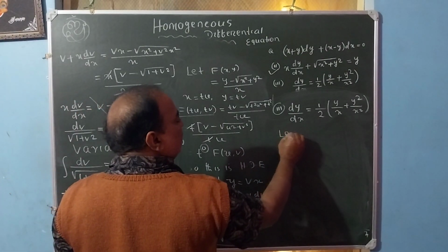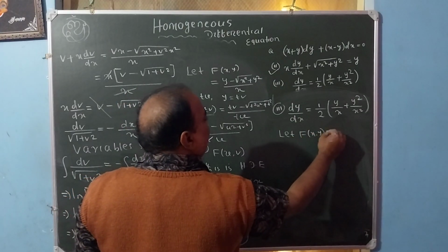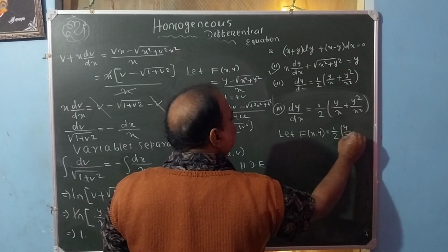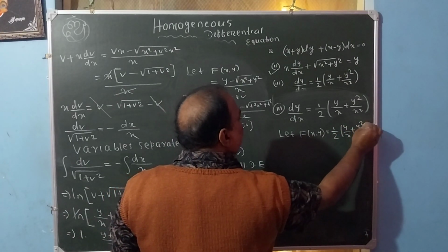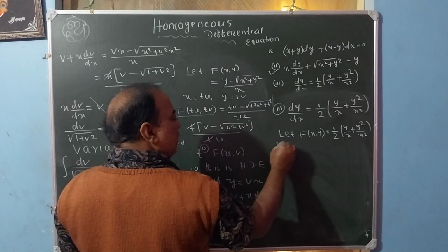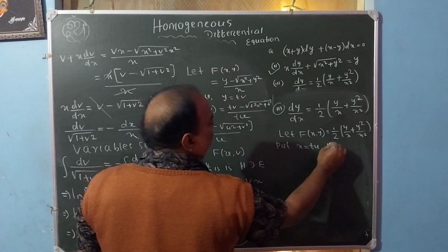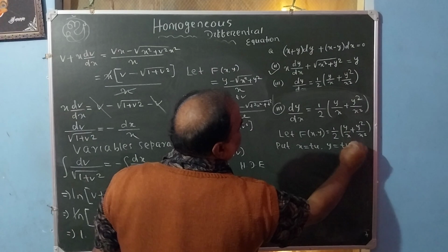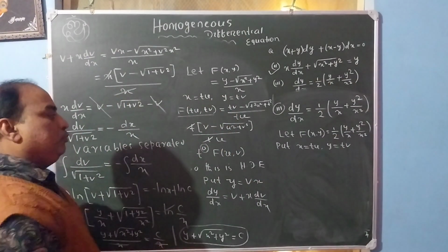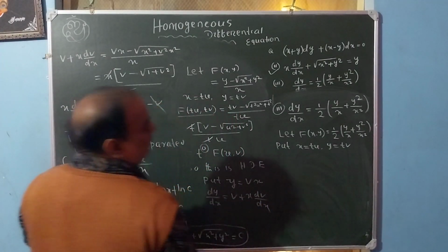Let f of x y be 1 by 2 y by x plus y square by x square. Put x is equal to tu, y is equal to tv. Always for homogeneous checking, always put x is equal to tu, y is equal to tv.